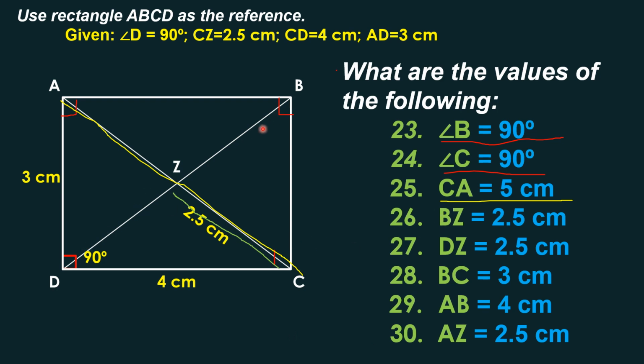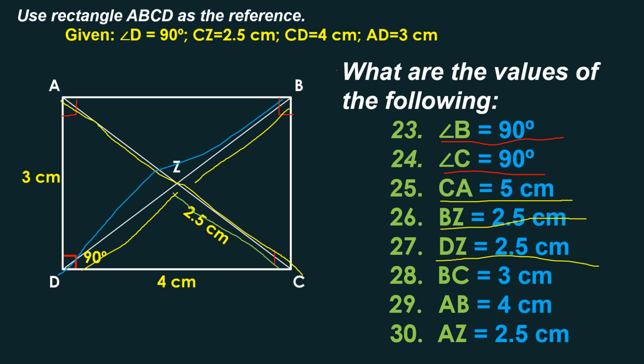BZ is half of diagonal BD. Since BD is equal to AC, and our value of AC is 5 centimeters here, we can just divide 5 by 2 for us to get the value of BZ. So BZ is equal to 2.5. Same with DZ, 2.5 centimeters.